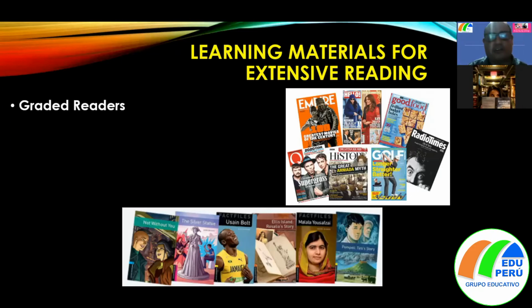From A, the levels, according to the CEFR, the Common European Framework. So we have A1, A2, B1, B2, C1, C2, these levels according to the international exams. A1 and A2 are basic levels, B1 is pre-intermediate, B2 is intermediate, C1 and C2 advanced. So according to these levels, you can have a graded reader.